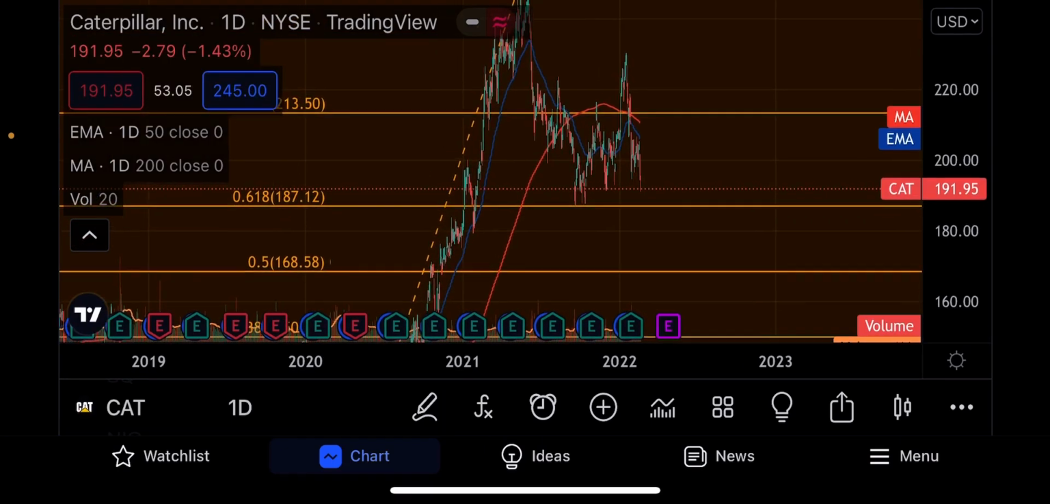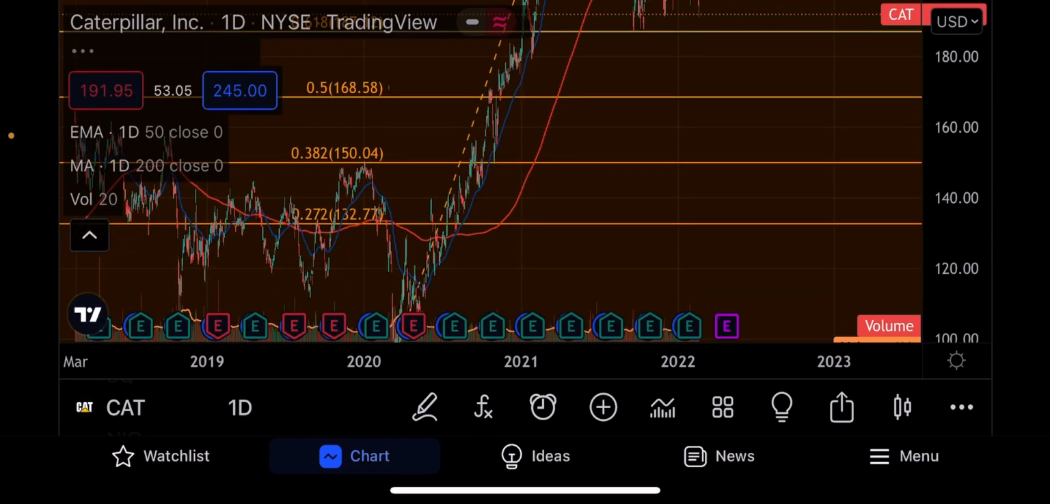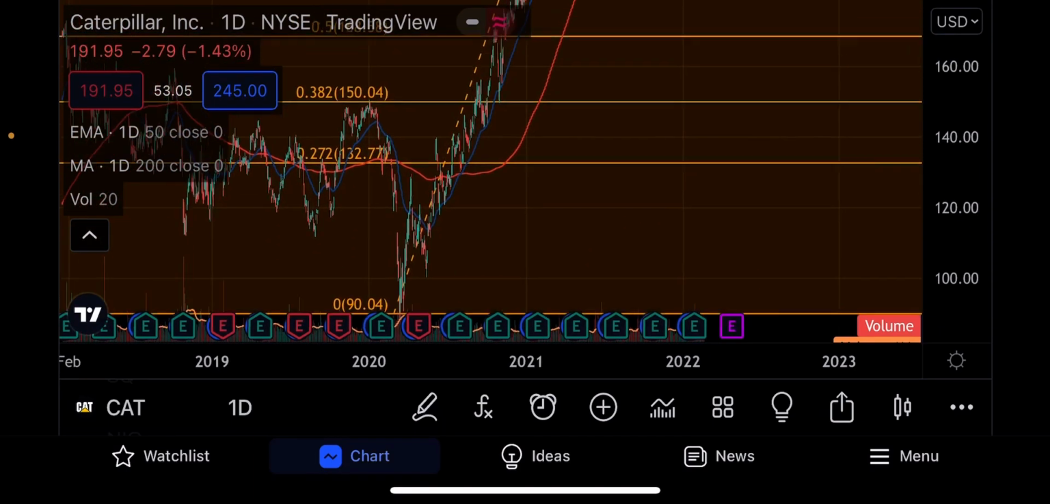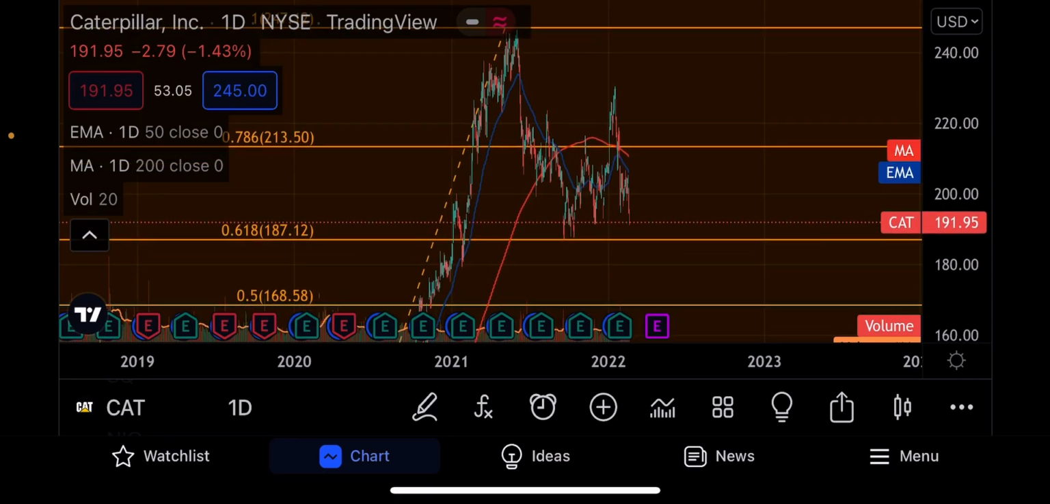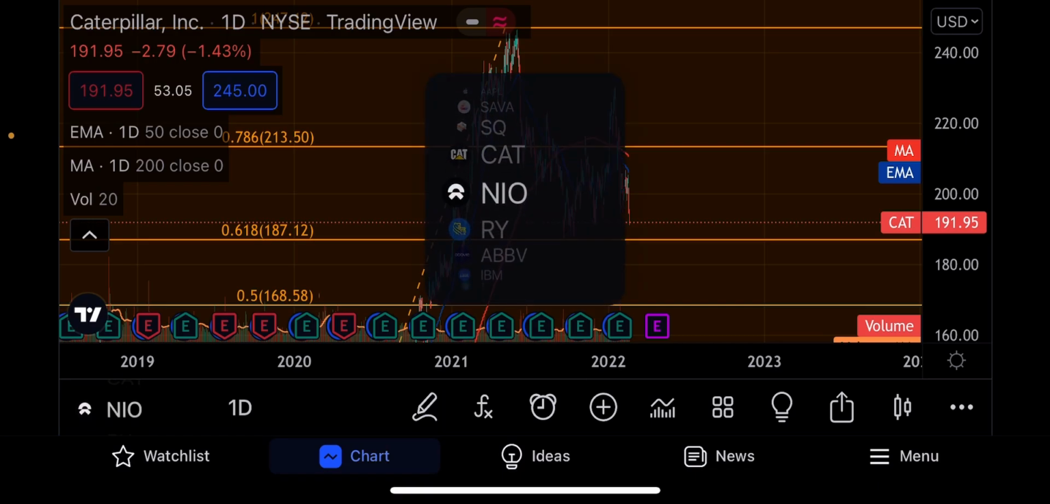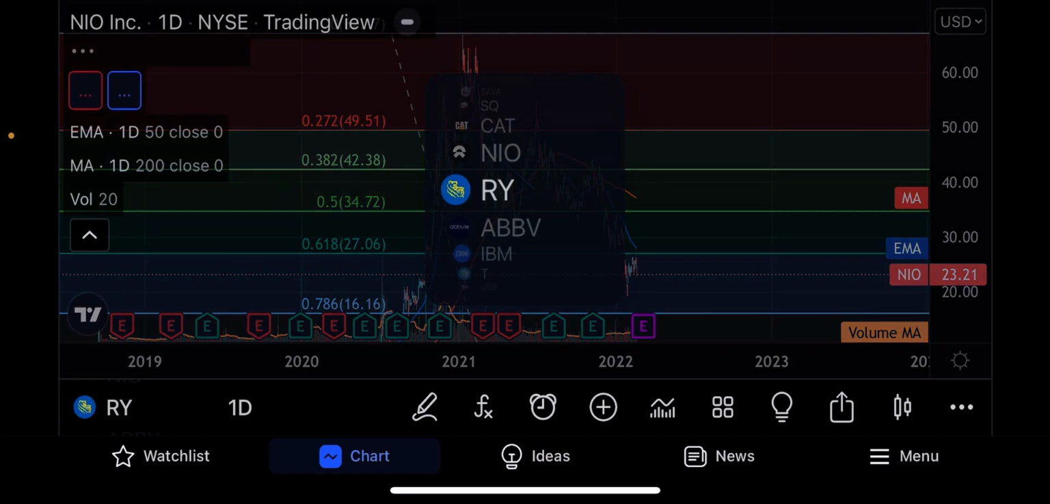Caterpillar. Now, in Caterpillar, I did draw a Fibonacci from the COVID low to its high and found support at 61.8, then a move higher, and now coming down, and I think it's going to test that low again of 187.12, and that would be the 61.8. And a double test of that line should be a signal to dip in a little bit and maybe see a bounce.